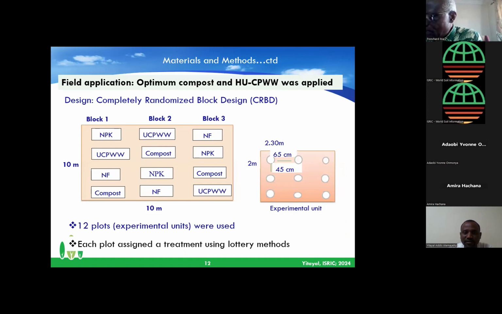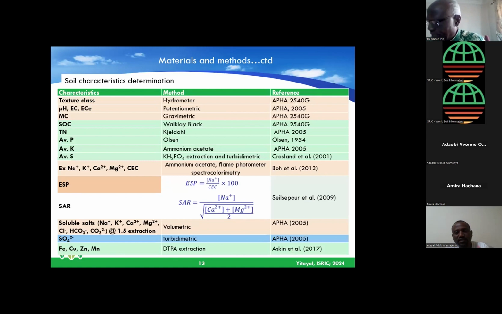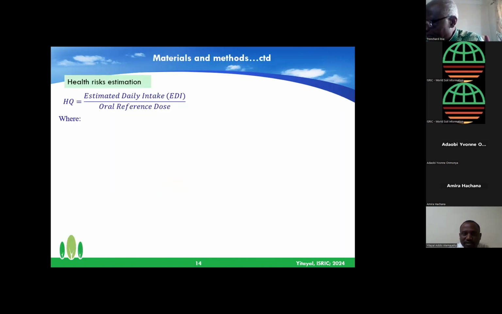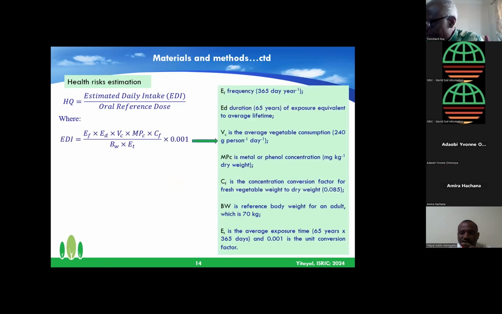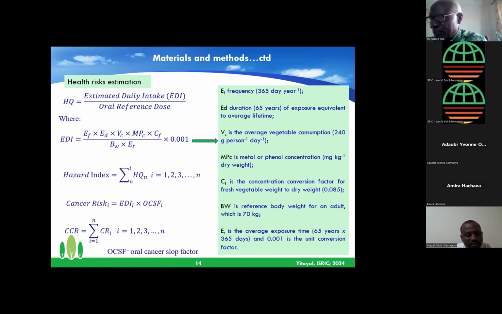The other is the field application. A randomized complete block design was used for the experiments in that case, as indicated in the figure. So standard methods were used for soil characteristics determination, okay? I think everybody knows the standard methods for the specific determination. For the health risk estimation, there are calculations which are used worldwide, of course. The hazard quotient, which is the estimated daily intake over the oral reference dose, the hazard index, and the cancer risk are just calculated using the formulas.